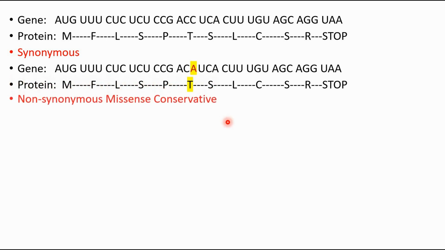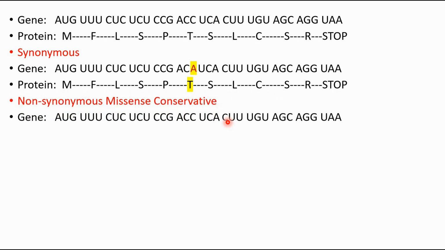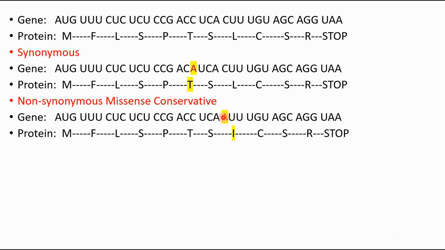Now let's take example of non-synonymous missense and conservative mutations. Let's take example of the same gene again. And let's now mutate this C with A. So drop this C and mutate it with A, or replace that C with A. Now this gene is mutated at this point. So this is a third allele of this gene. Now let's see what protein it codes for. As you can see, the amino acid that was coded by CCU was leucine, but now as the codon has changed, it is now coding for a new amino acid, which is isoleucine.